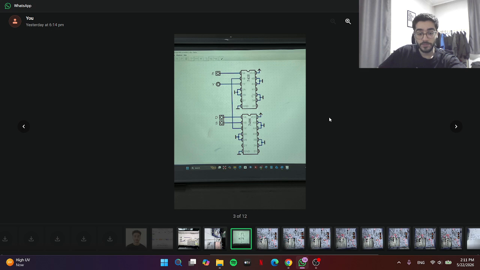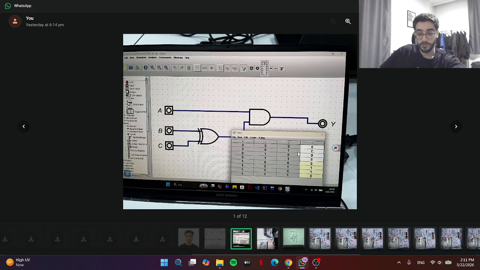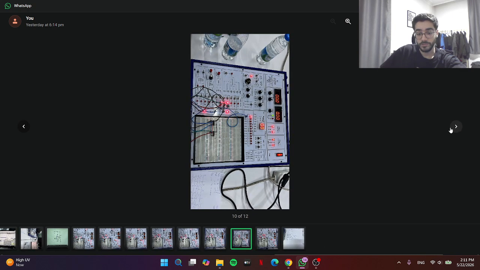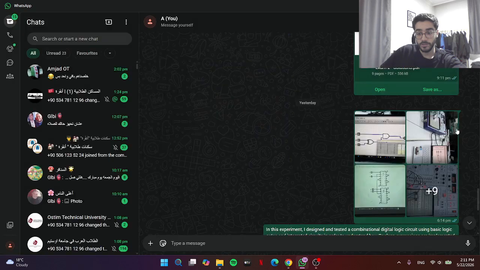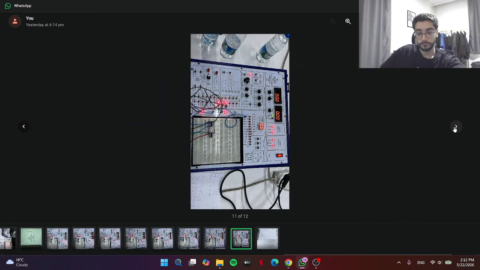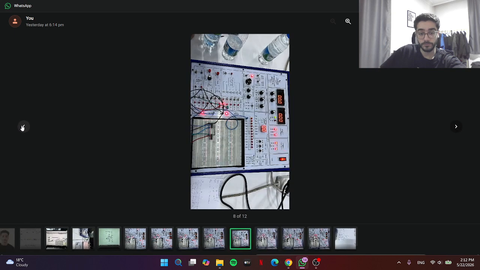During the experiment, we tested all possible input combinations manually and compared the hardware results with the simulation and theoretical truth table. And the truth table that we have is right here. We ran many tests, as we can see here in the photos. And that's our truth table. We wrote it on paper.